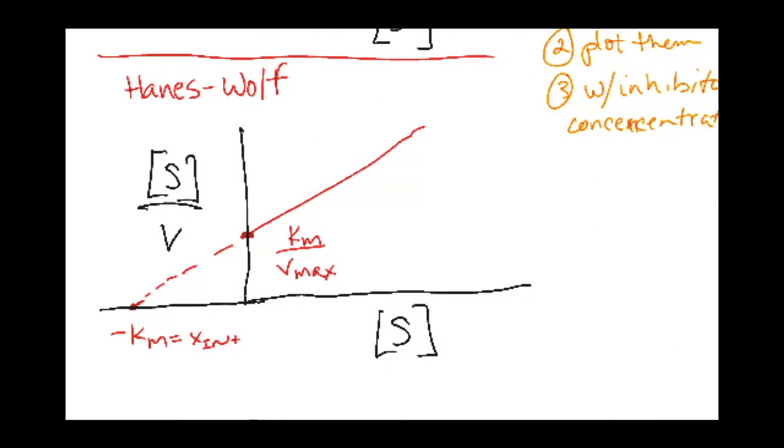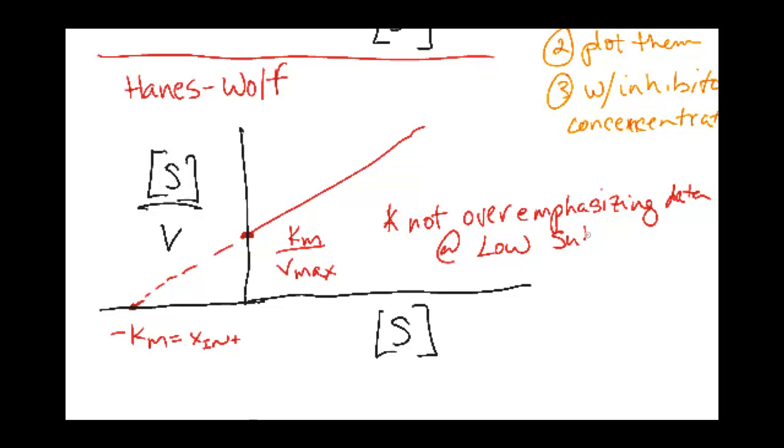Okay. Again, the advantage of the Hanes-Woolf plot was not overemphasizing data at low substrate concentrations, because that is a flaw of the Lineweaver-Burk plot. But for our purposes, we will use the Lineweaver-Burk plot when we're doing our problems to determine the types of inhibition and things like that. I hope I've clarified any confusion you might have over the basic plots.